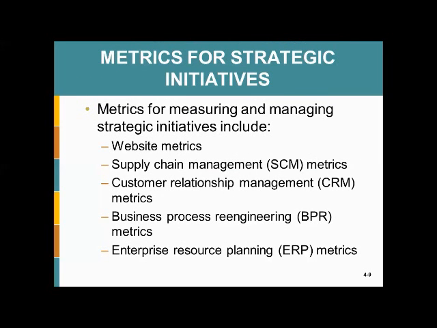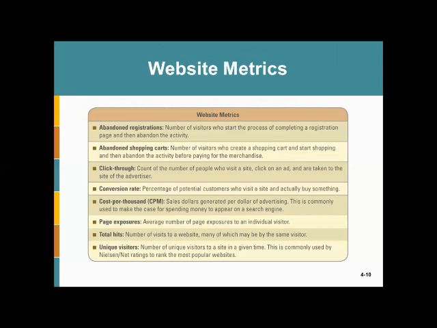Now, we're going to look at specific metrics or strategic initiatives. So we talked in another chapter about supply chain management, about customer relationship management, about business process reengineering, and about ERP. Now let's look at some measures of success for those specific technology areas.